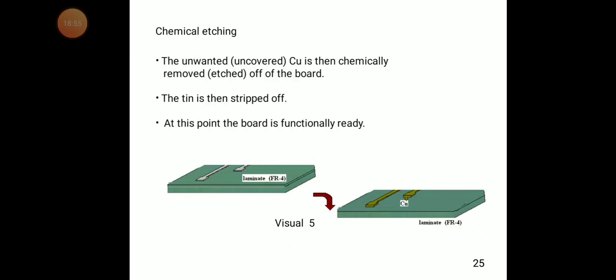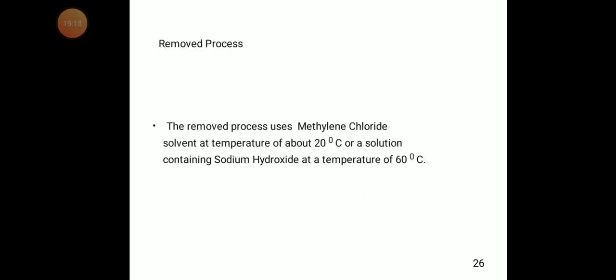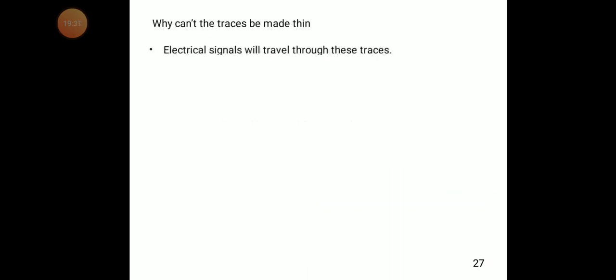The tin is then stripped off. At this point, the board is functionally ready. You can see the board. We have the unwanted copper removed from the board. The removal process uses methylene chloride solvent at a temperature of about 20 degrees centigrade, or a solution containing sodium hydroxide at a temperature of 60 degrees centigrade.